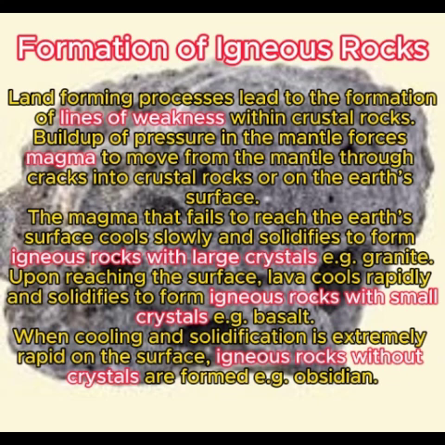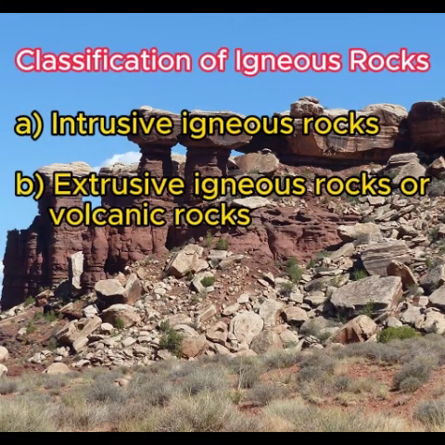Upon reaching the surface, lava cools rapidly and solidifies to form igneous rocks with small crystals. For example, basalt. When cooling and solidification is extremely rapid on the surface, igneous rocks without crystals are formed. For example, obsidian.